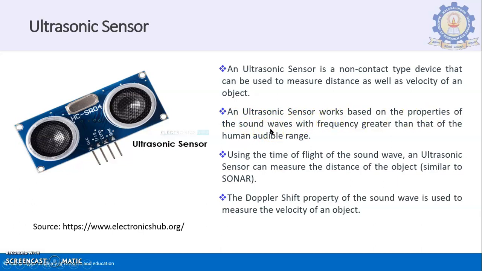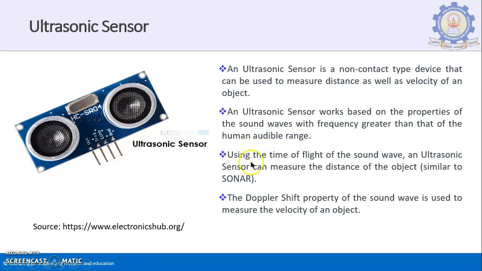Previously, we saw that IR was working on the principle of transmitting and receiving IR signals, but here it is working on the principle of sound waves, the one that is used in a bat's sonar, with frequency greater than that of the human audible range. Why is it greater than the human audible range? You may keep this ultrasonic sensor near you, and when you're talking, that should not disturb the transmission and receiving. So normally this transmitted and received signal is in a range greater than the human audible range.